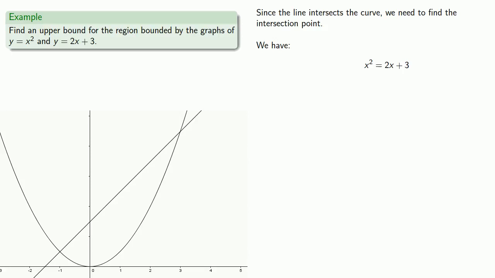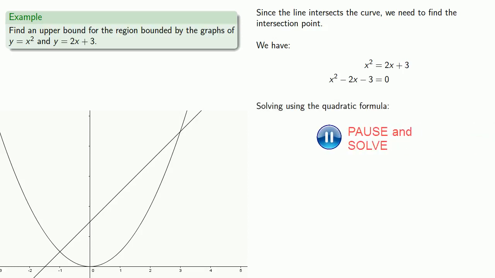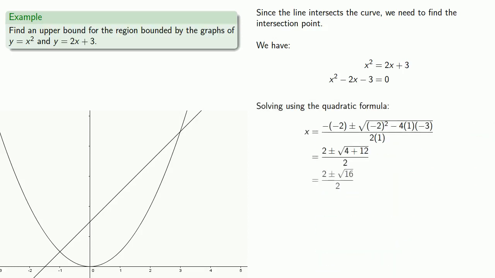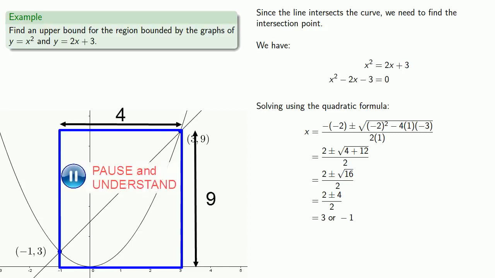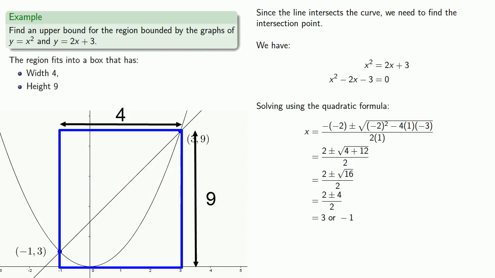Getting all of our terms to the left-hand side, we see this is a quadratic equation, and so we can solve this using the quadratic formula. And we get x equals 3 and x equals negative 1. So we could try to find a box that the region fits into. And at this point, there's not really a whole lot of advantage in trying to get things too exact. So let's throw this into a fairly large box that has a width of 4 and a height of 9. And so this will give us an upper bound for our area of 36.